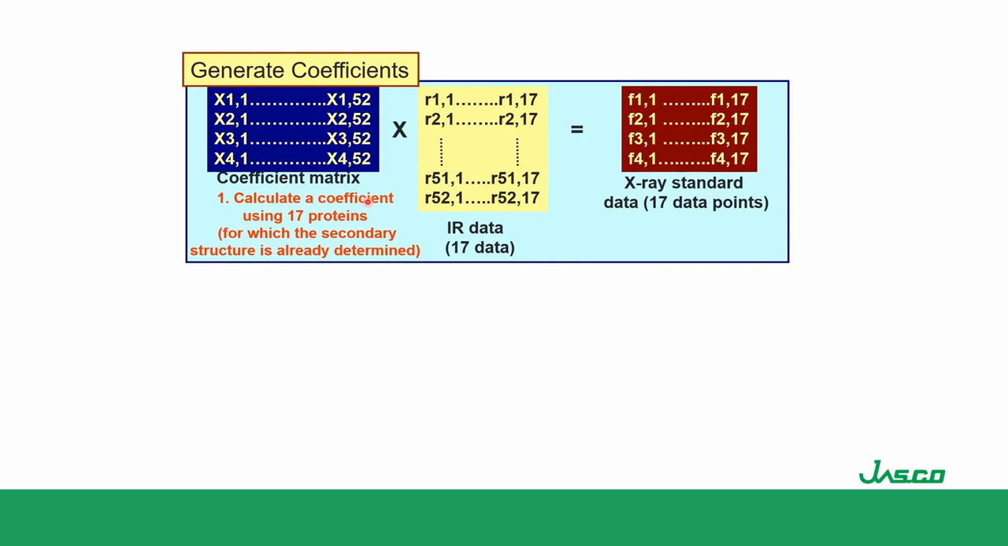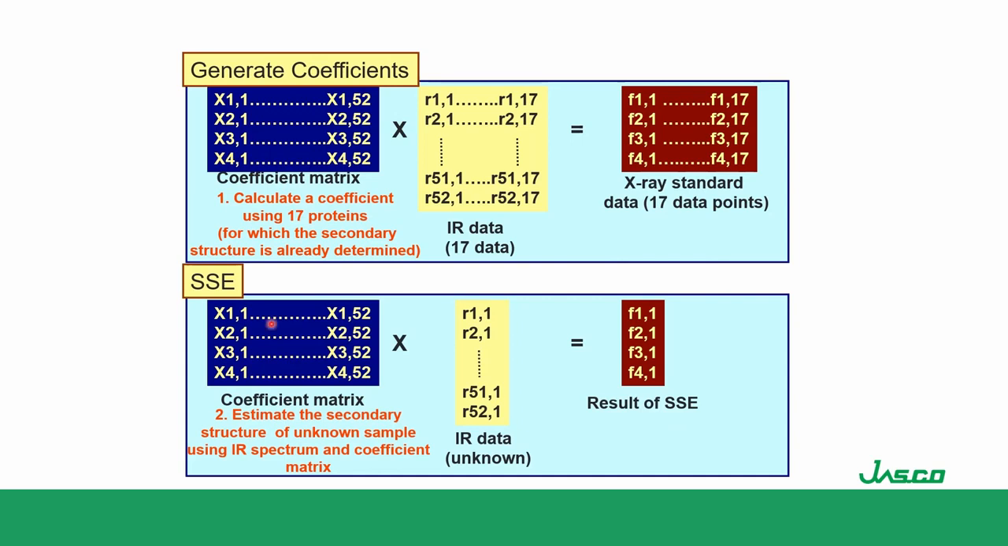So the next thing to do, since we have the information of the coefficients of this matrix, is that the user measures the infrared data of the unknown sample, and from here, what is calculated is the secondary structure. So this F1 here would be alpha helix, beta sheet, beta turn, and random, and this is the information from only one protein.